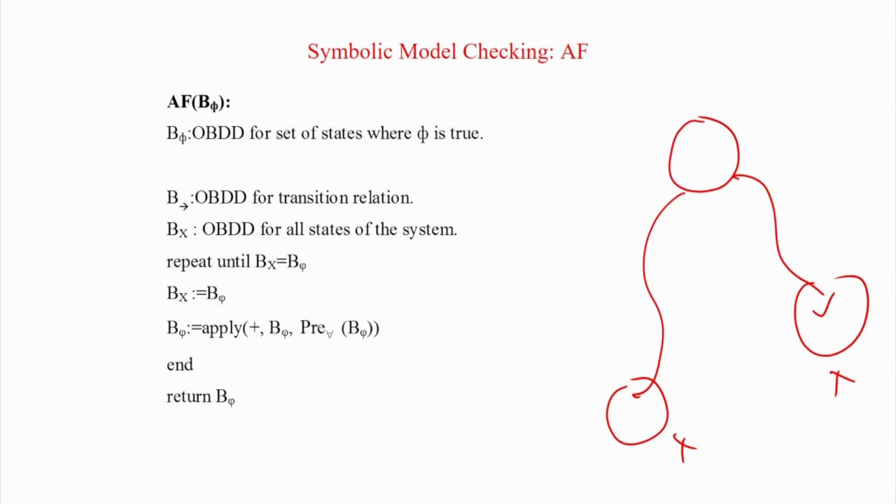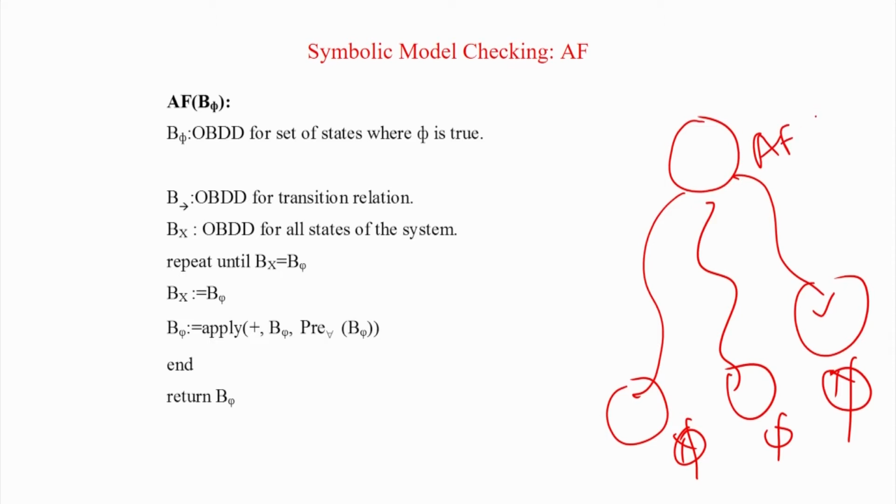For example, it is saying Af of phi. This says that in the future this formula phi is true in some states, then only we can say that Af of phi is satisfied by this state. That means from one state, if you take all paths, then in the future in a state the formula phi holds true. That is what the Af formula means.